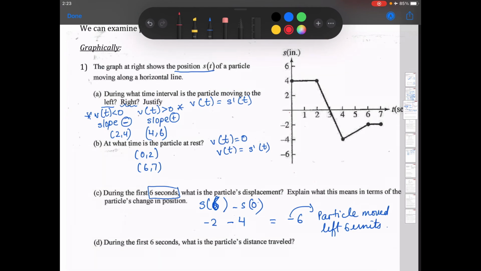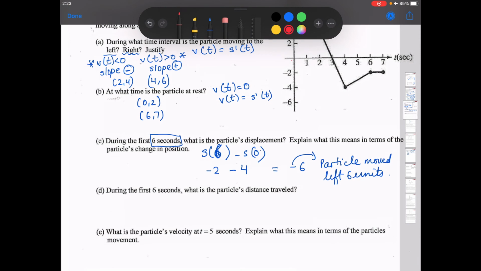Part D. During the first 6 seconds, what is the particle's distance traveled? So remember, your distance traveled is basically your total distance, which is what? The absolute value of how much you traveled. It's basically the change I'm having in y-axis in each of the intervals. And remember, we're not going to be counting the negative because it is the absolute value. So let's look at our intervals and be careful. The graph goes all the way till 7. It's asking us for the first 6 seconds only.